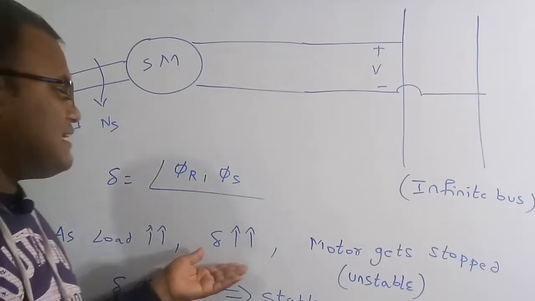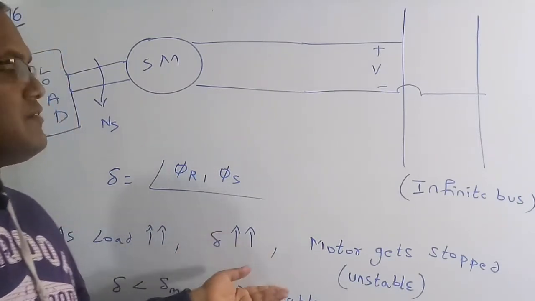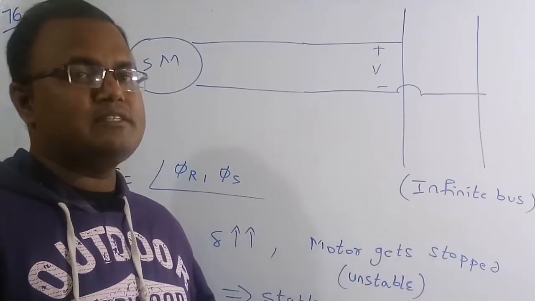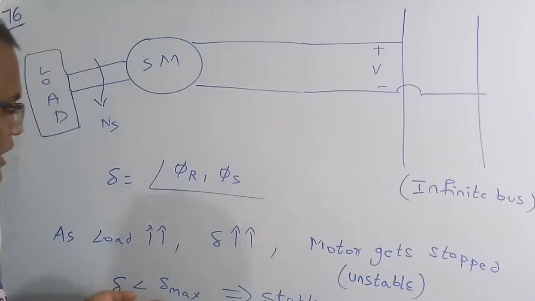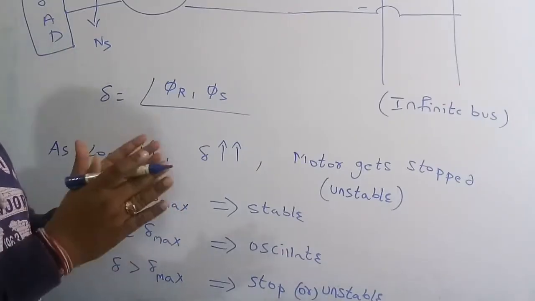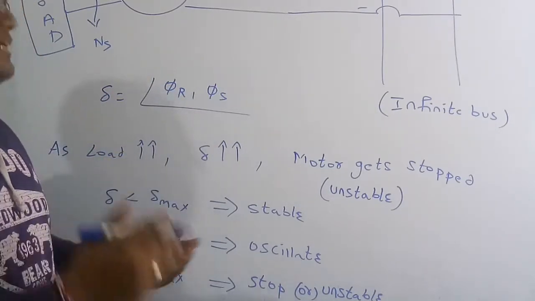So therefore we can say when this value goes on increasing, then definitely the motor is going to get stopped. It means we can simply say it is an unstable system. So whenever the delta is lesser than the delta max, or up to that value, the system is able to become stable, meaning it can rotate with speed ns.